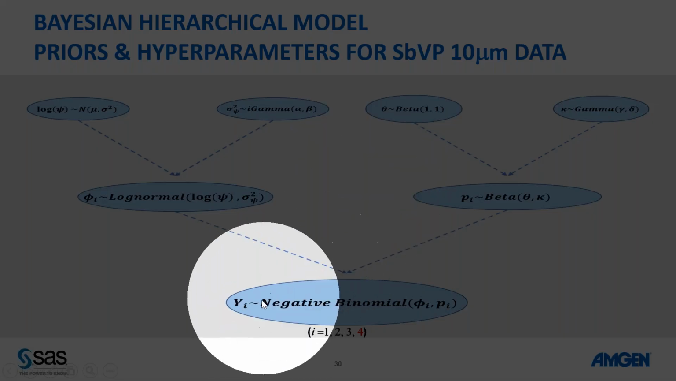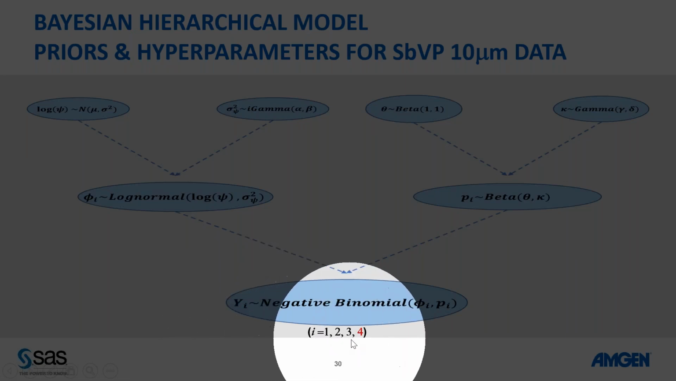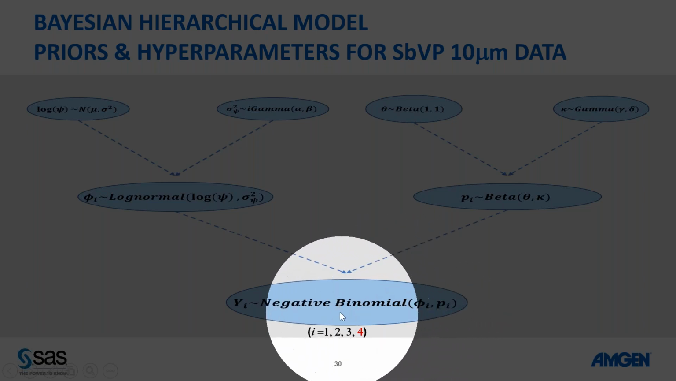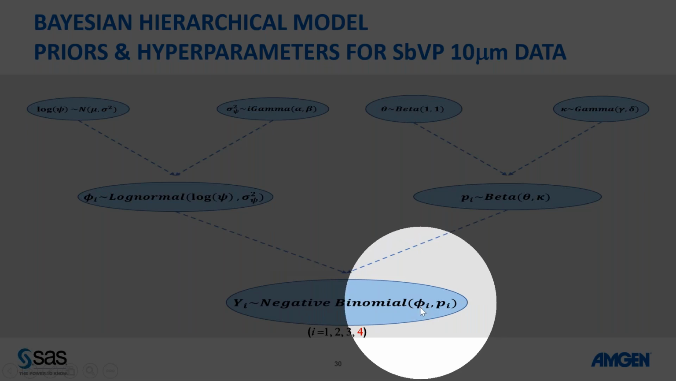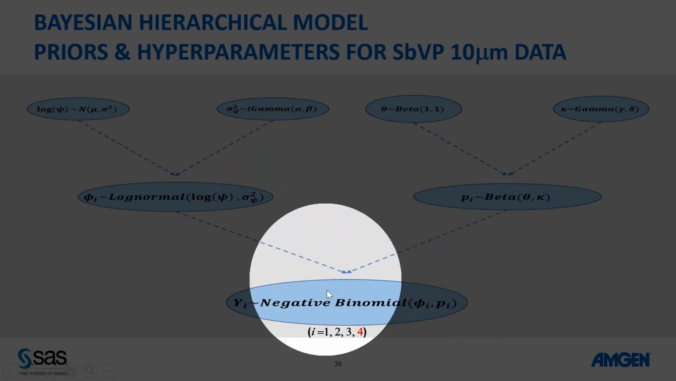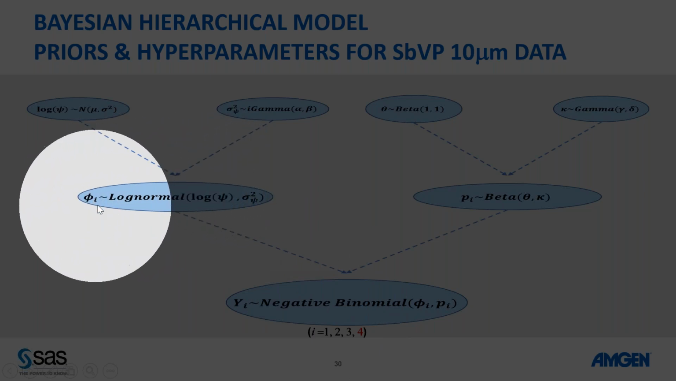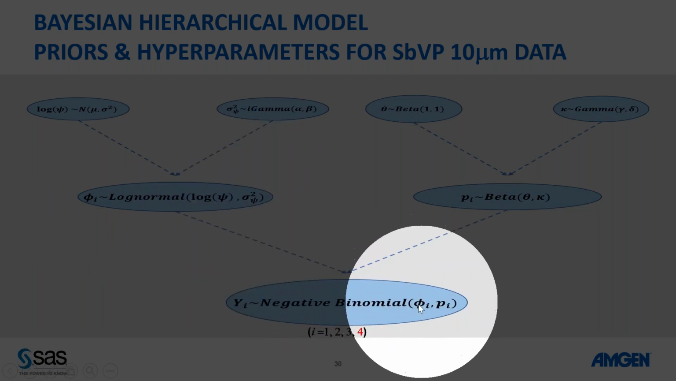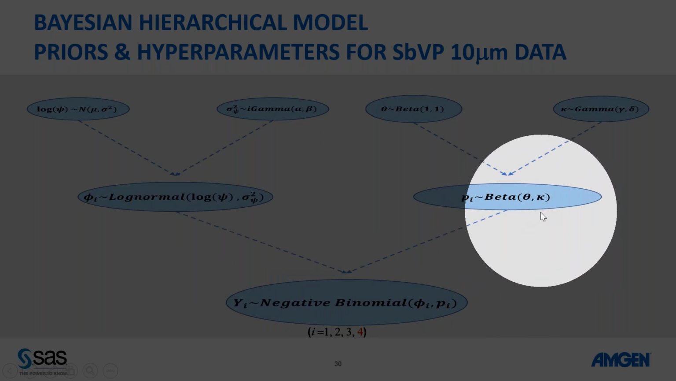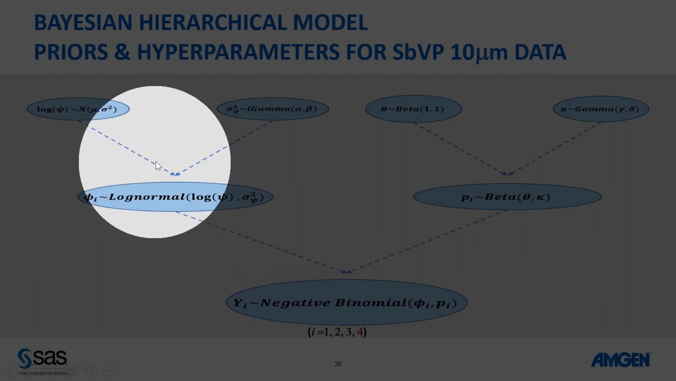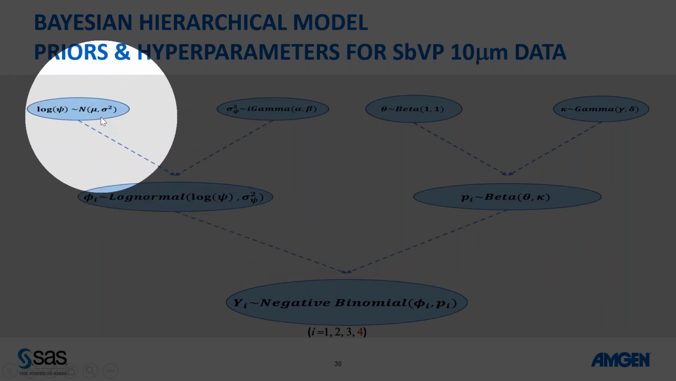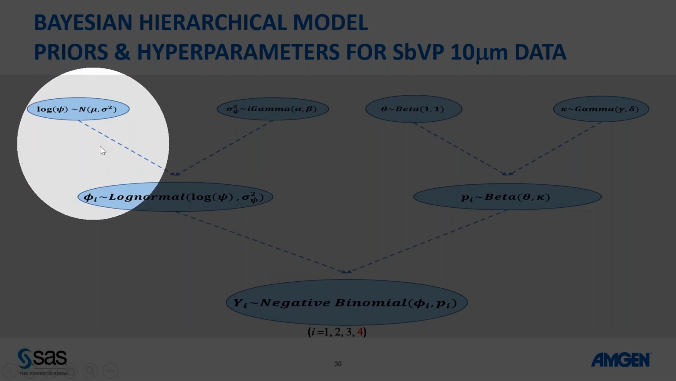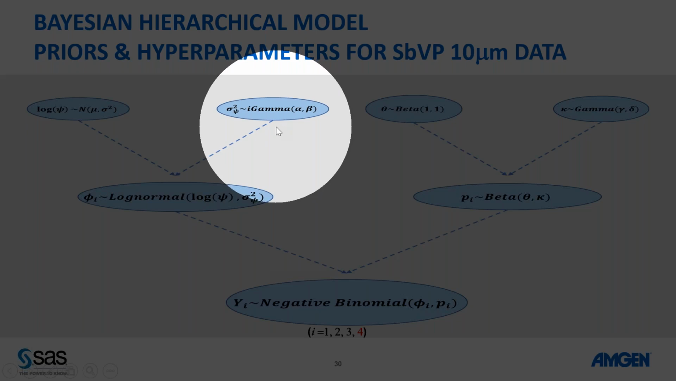So you have the data at the bottom. We have 4 data sets. The 3 historical ones are the prior knowledge, and the 4th data set is the 4 observations, pun intended there. And each of those data sets has a negative binomial with phi i and pi. Now we go to a level above, and the phi i are log normal, log psi, sigma squared psi. The probabilities are beta with theta and k, okay? And then for the log normal, the mean, the log psi is normal because the log of a log normal is normal. And then the variance is an inverse gamma.